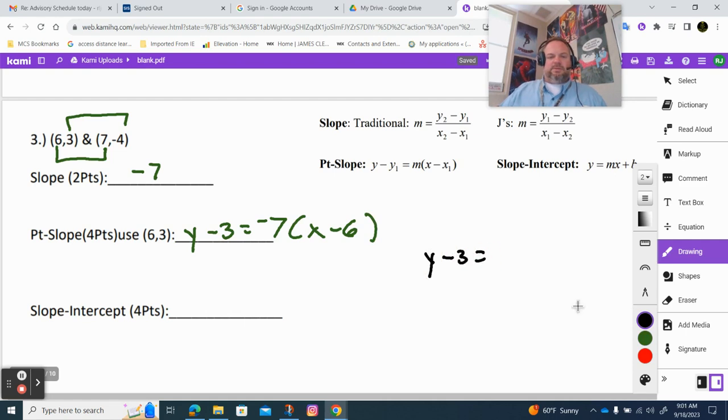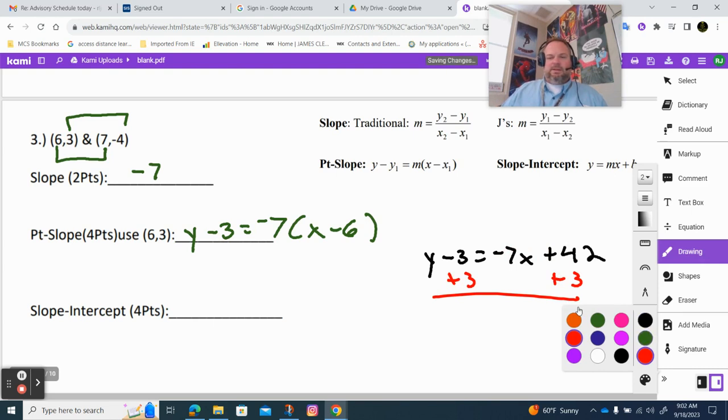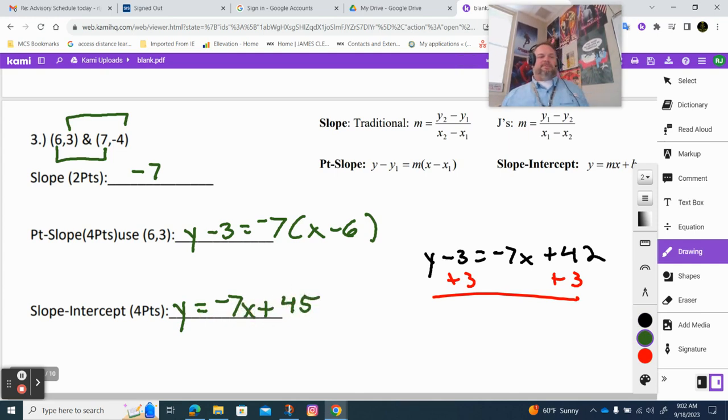Distribute: negative 7x plus 42. All right, so y equals negative 7x plus 45. Now, again, if some people are like, I still don't have enough room to do my work on my paper, there is notebook paper provided extra if you need it.